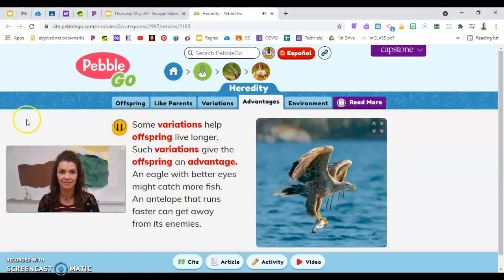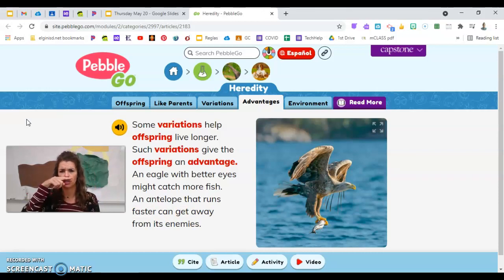Advantages. Some variations help offspring live longer. Such variations give the offspring an advantage. An eagle with better eyes might catch more fish. An antelope that runs faster can get away from its enemies. So some of those variations or differences can be good.